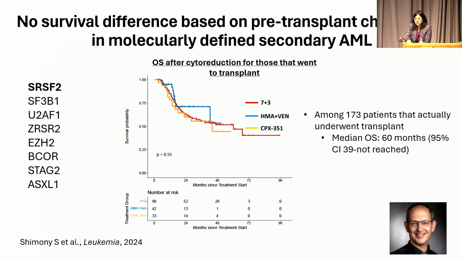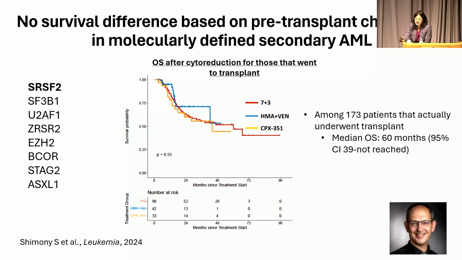So what have we learned when we've taken a look at what patients get through comparator studies? This is one of my colleagues, Dr. Shyam, who will be joining our faculty this year. He did some lovely work within a multi-institutional study, taking a look at patients that received 7 and 3 versus HMA-VEN versus CPX-351. This is a retrospective study.